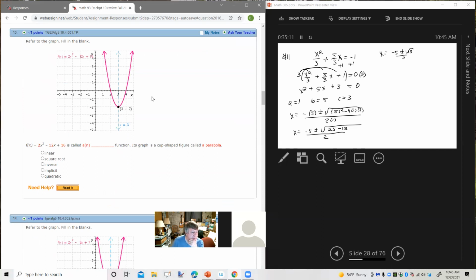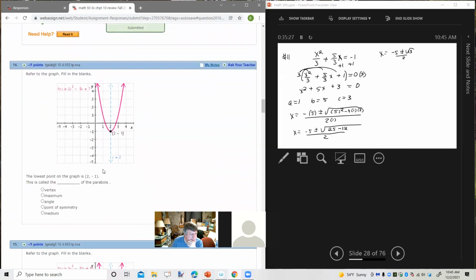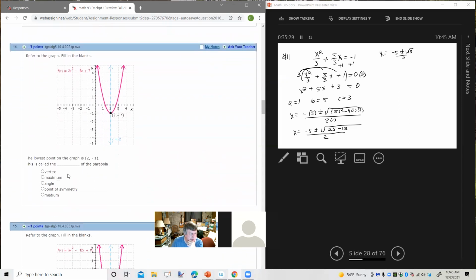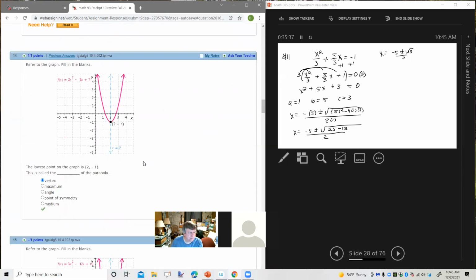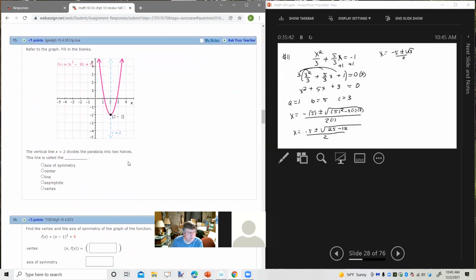Refer to the graph, fill in the blank. This is called a blank function. Its graph is a cup-shaped figure called a parabola. So this would be a quadratic function. The lowest point in the graph is (2, -1). It's called the what? The vertex of the parabola. Okay, so some vocabulary stuff here. The vertical line x equals 2 divides the parabola into 2 halves. The line is called the axis of symmetry.